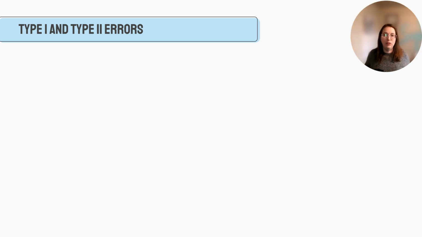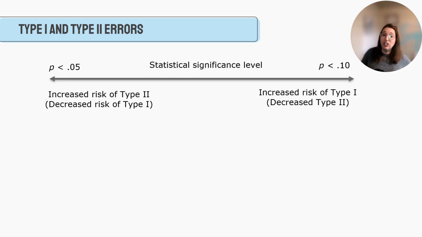So how do we reduce type 1 and type 2 errors? Well, there's a couple different ways. One way is you can change the statistical significance level. So if we go a little bit broader and we say, well, let's increase it to 0.10, we're okay with risking a little bit of chance. The challenge is then we increase the risk of a type 1 error.